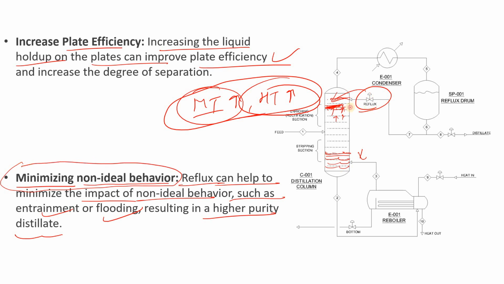Simply understand that when you are sending your distillate from here, it is giving its heat to the less volatile component, and then it is vaporizing and again going up here. So that's why I say that it reduces the chance of entrainment and flooding, right? I hope you got my point.